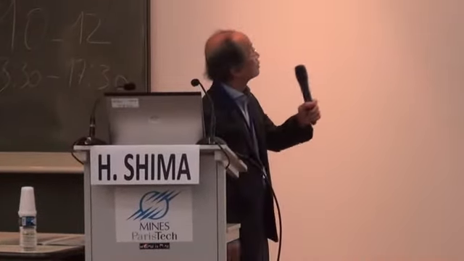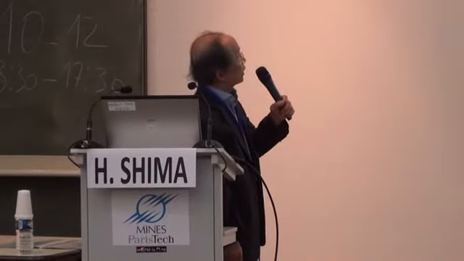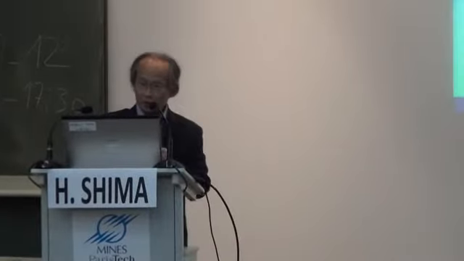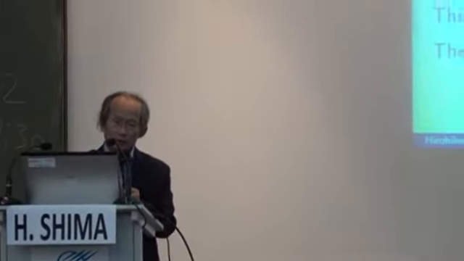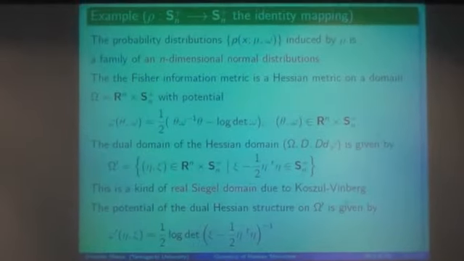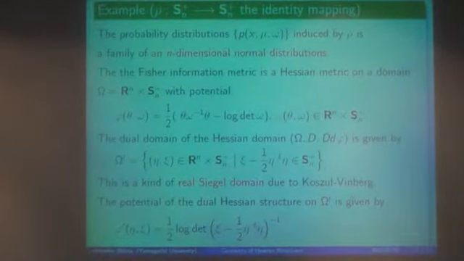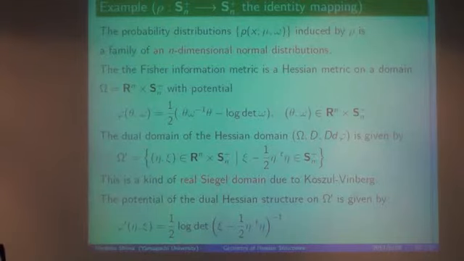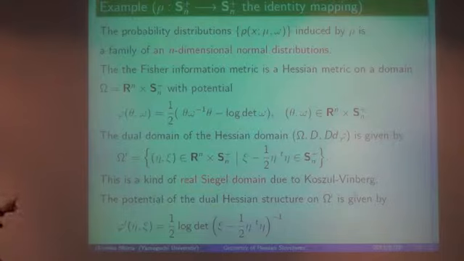Example. Let ρ be the identity mapping from Sym^+_n to Sym^+_n. The probability distribution in this case is nothing but the family of n-dimensional normal distributions. The Fisher information metric is a Hessian metric on the domain, the direct product of R^n and Sym^+_n, with potential this function.